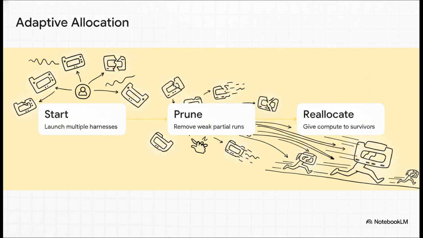Instead of just guessing which harness to use, you follow 3 steps. Step 1, start multiple different harnesses simultaneously. Step 2, monitor them and quickly prune the weak partial runs that just aren't showing early progress. Step 3, reallocate your computing budget exclusively to the stronger survivors.